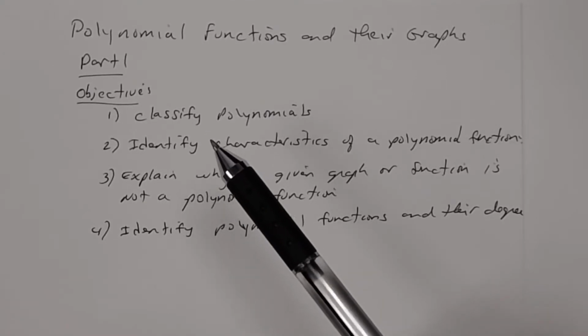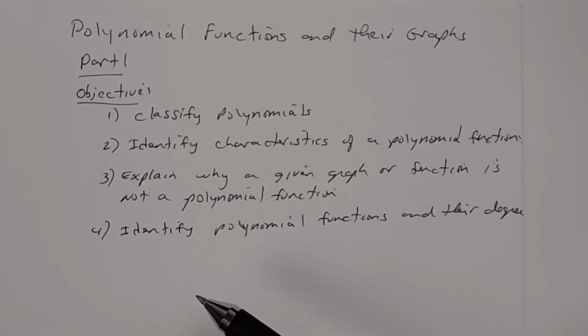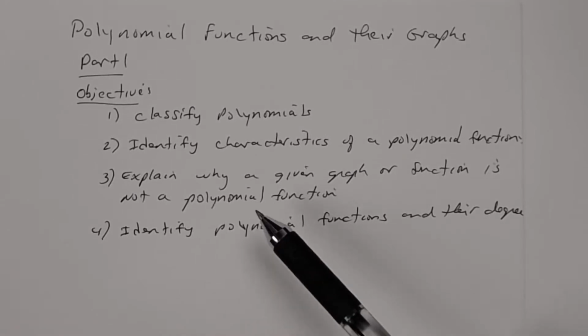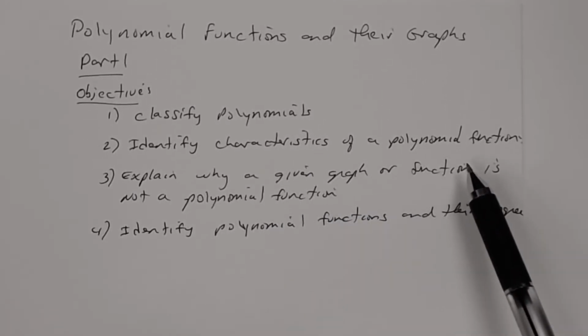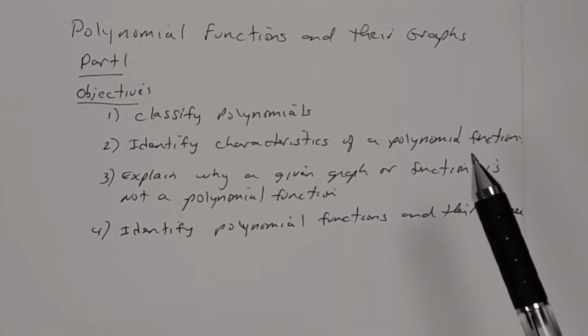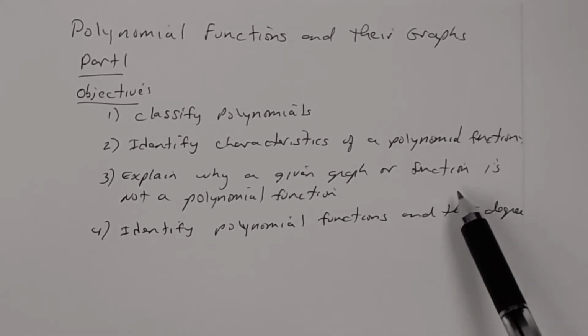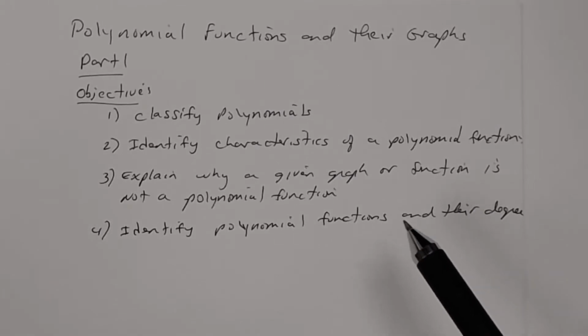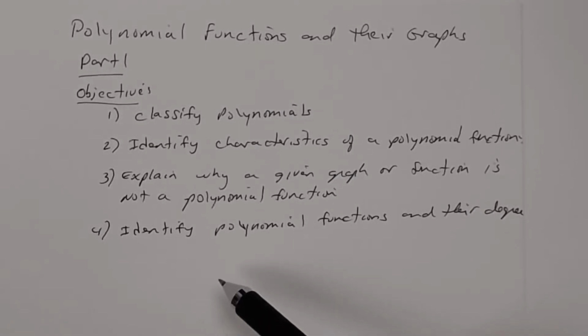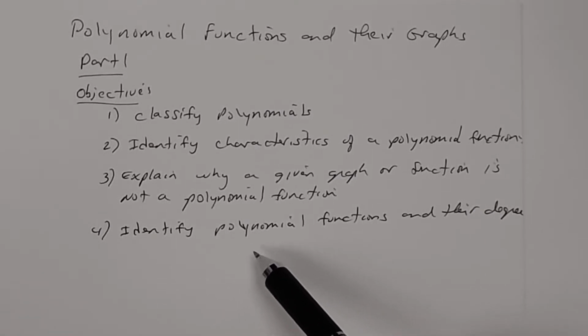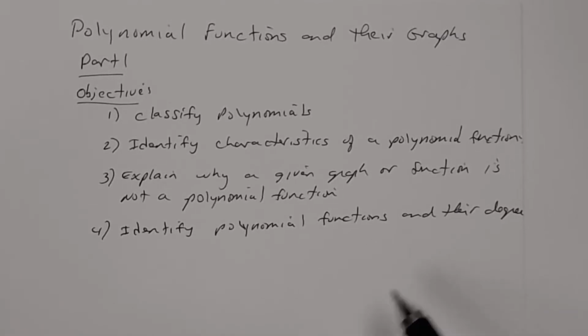So the first one is you need to be able to classify polynomials. Secondly, you need to be able to identify characteristics of a polynomial function. Third, you need to explain why a given graph or a function is not a polynomial function. And then four, you need to identify polynomial functions and their degree. Okay, so those are the four things we're going to talk about.